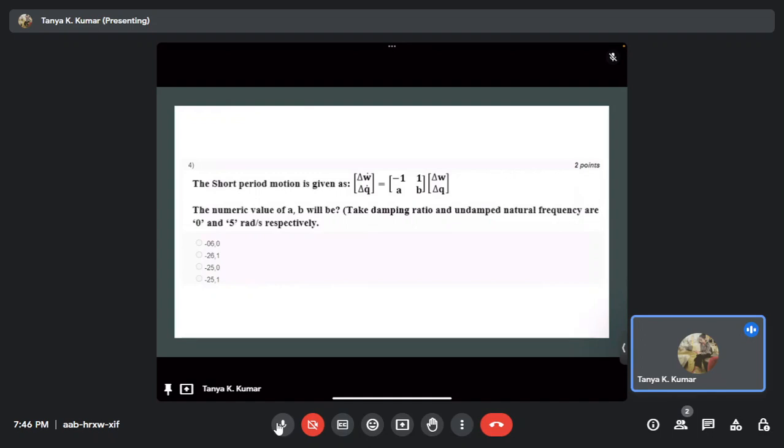The short period motion is given by, again they've given you an equation. The numeric values of A and B will be taking damping ratio and undamped natural frequency as 0 and 5. Damping ratio, eta is 0 and natural frequency is 5 radian per second. Again find the characteristic equation, equate it to a typical second order equation where the values of eta and omega n are given, and find the values of A and B. The same type of questions. Try doing it.